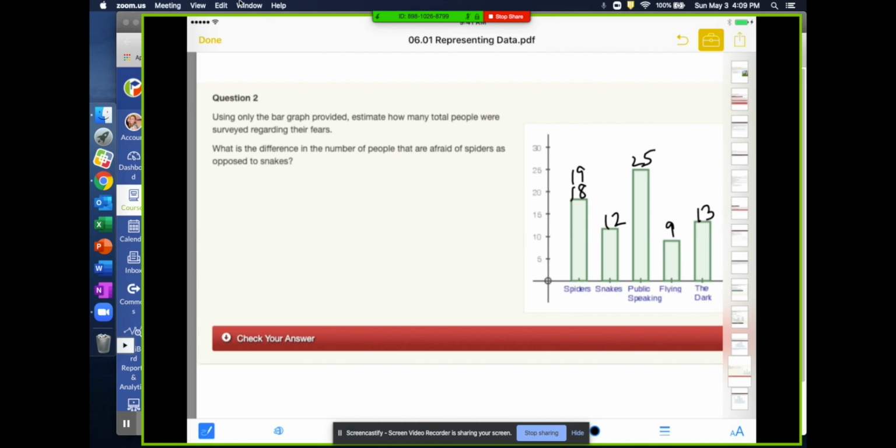So if I had not seen this before, we can use our bar graph to kind of estimate. That's why it says estimate. We're kind of guessing because it's not precise exactly. We can make a pretty good analysis of the data based on what it looks like.